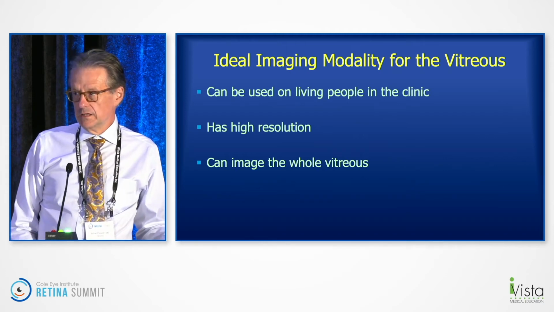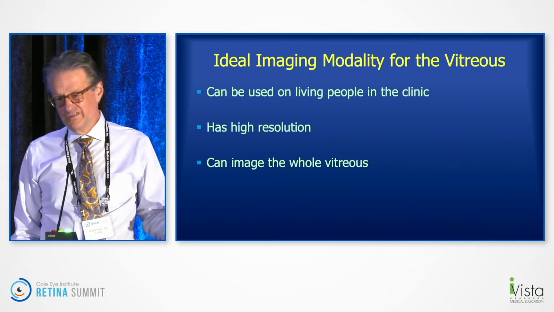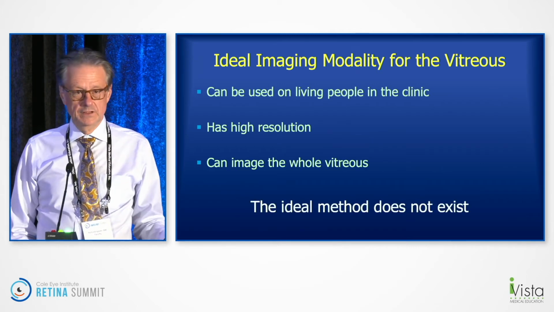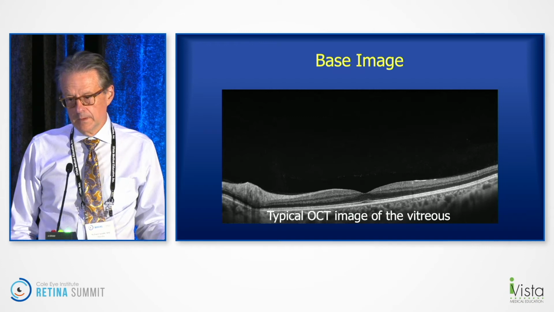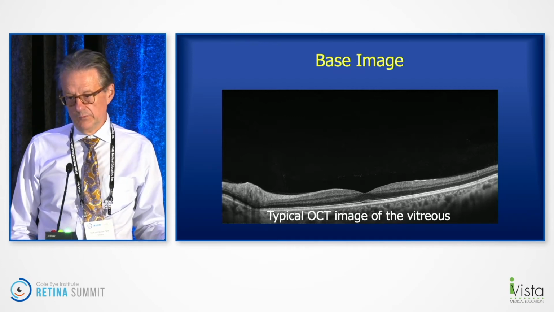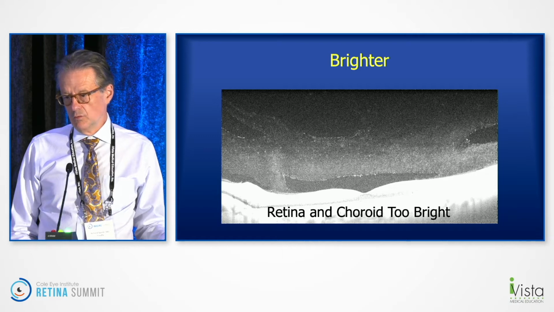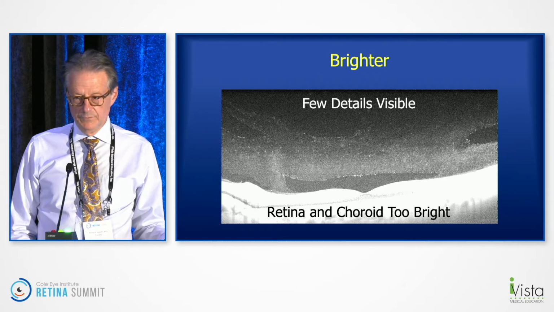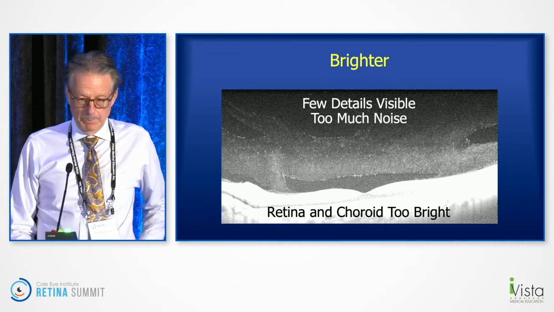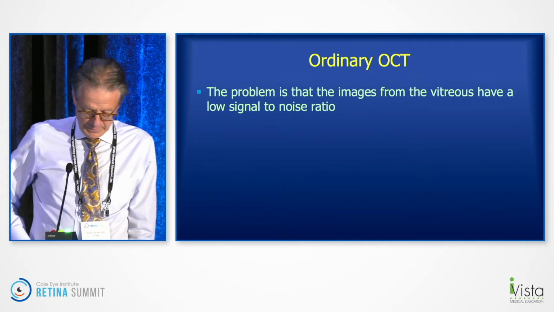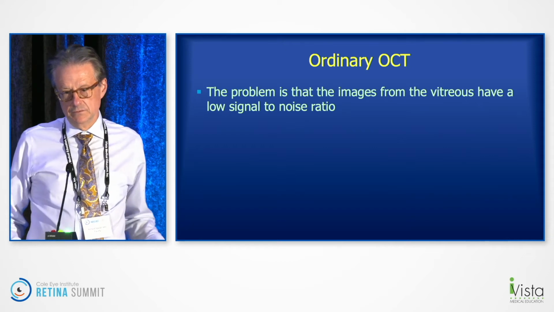So an ideal modality to image the vitreous would be something we can use on living people, with high resolution, that images the whole vitreous. Unfortunately, there's no ideal method right now. But we can use OCT, and when we get an OCT image of the eye, it looks something like this. We can make it brighter to see the structure of the vitreous, but then we lose the retina and the choroid, and very few details are visible, mostly because there's too much noise. So with an ordinary OCT, the problem is that the images from the vitreous have a very low signal-to-noise ratio.